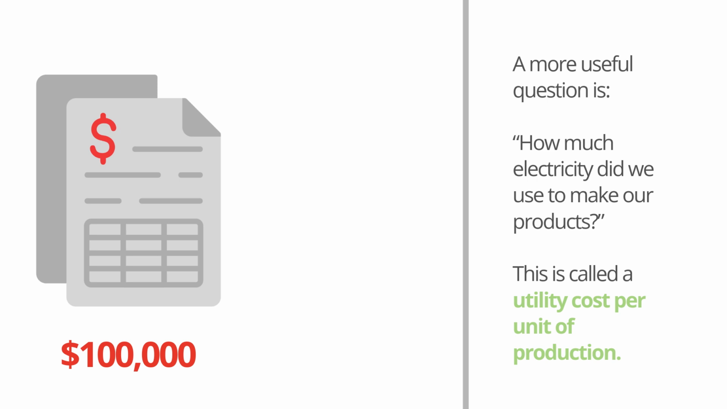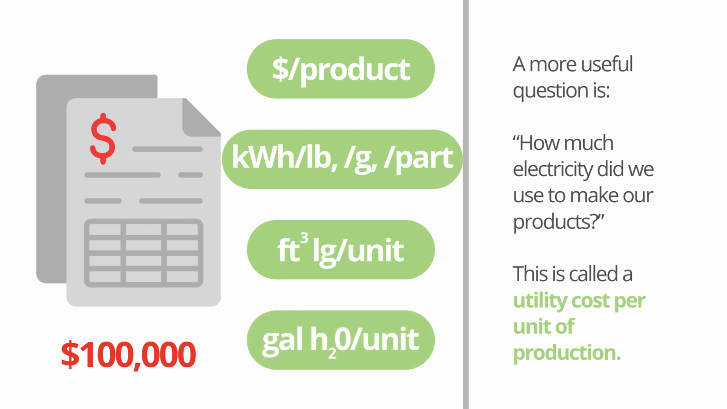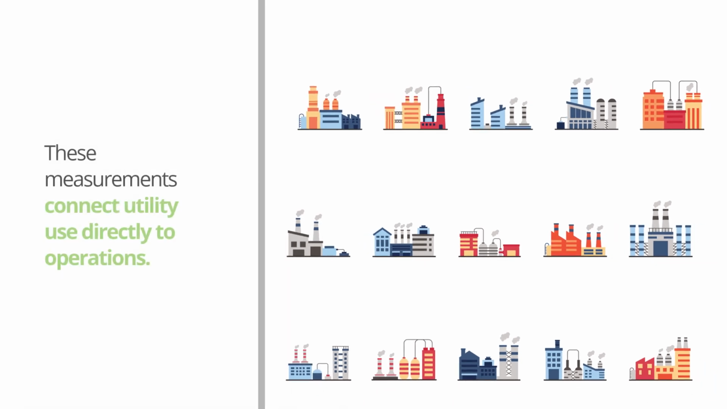Instead of only looking at total cost, we can look at metrics like dollars per product produced, kilowatt hours per pound, gallon or part, cubic feet of natural gas per unit of production, or gallons of water per unit of finished product. These measurements connect utility use directly to operations.